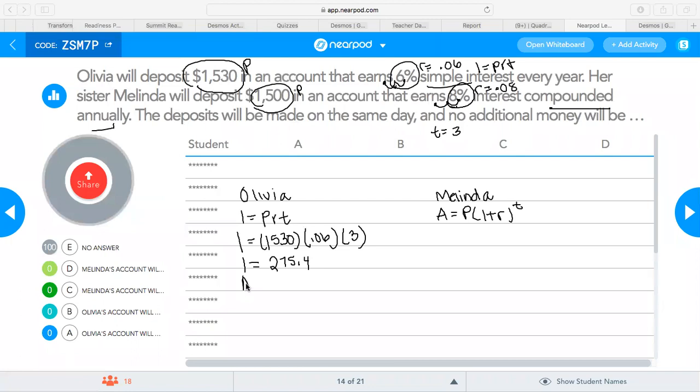So if I wanted to figure out her total amount, what would I do with this number? I would add it to the original amount she invested. So she invested 1,530, and 275.4 was added on to that at the end of 3 years. So I'd add these two numbers together: 1,530 plus 275.4. That's my principal plus my interest.